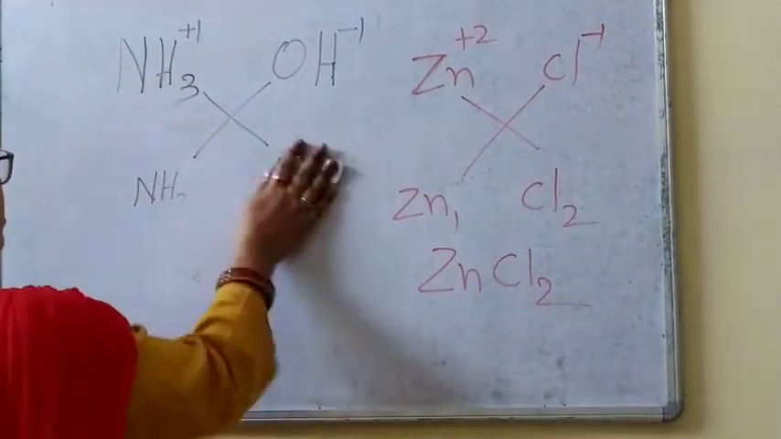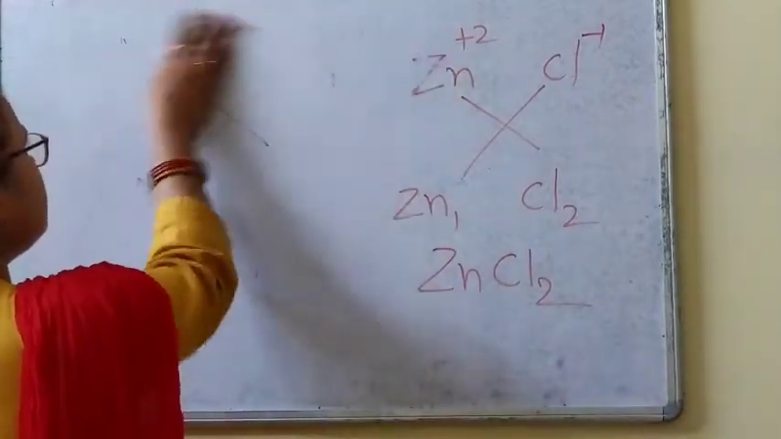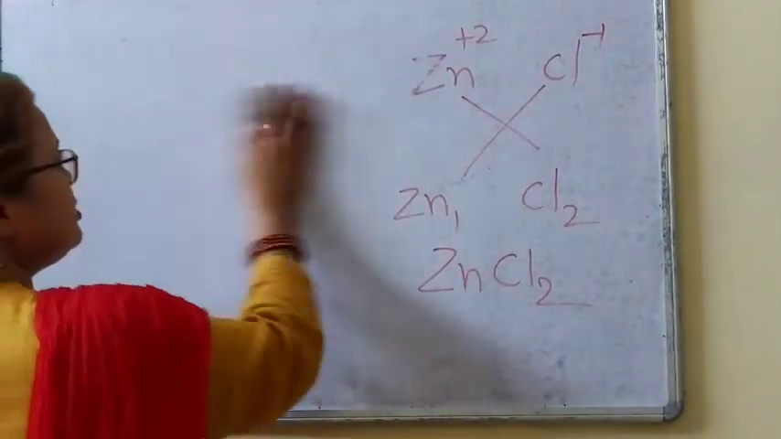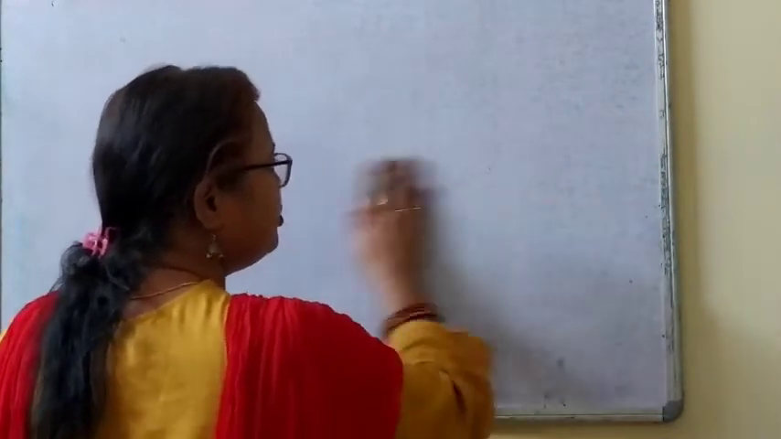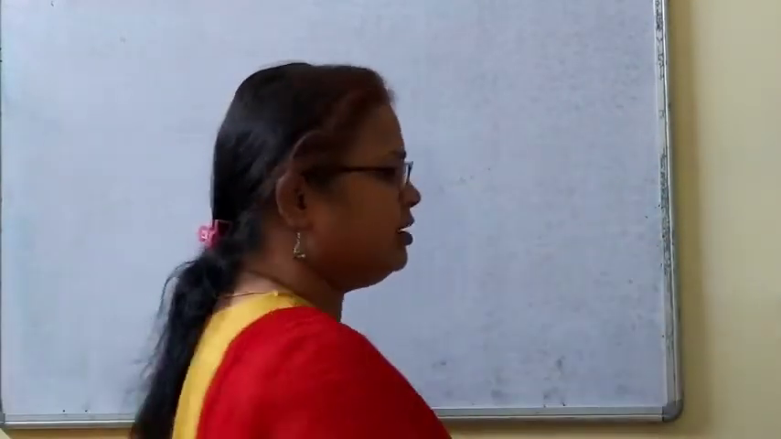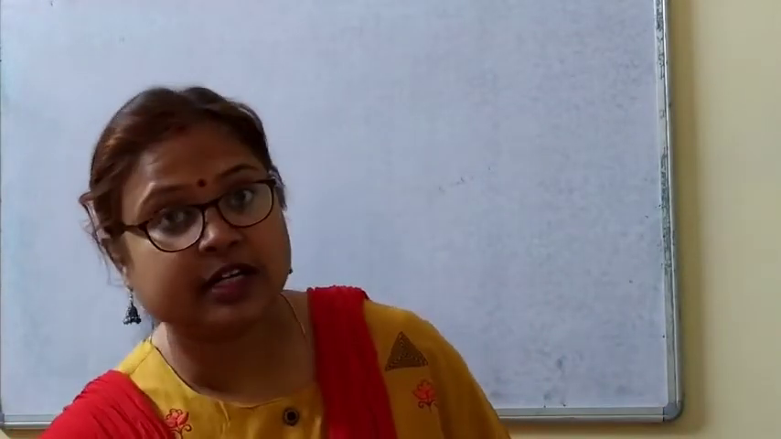So it is not very difficult, it is very easy. The way I have explained, I think it is very easy. If you watch the video again and again, I think you will come to know how to write the formula, how to get the valency from the atomic number.